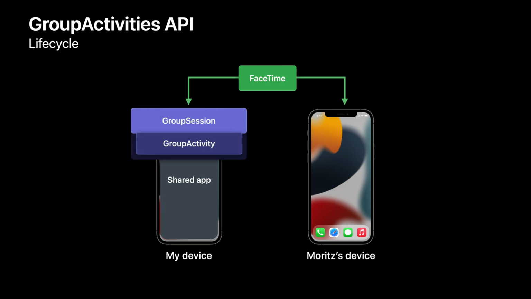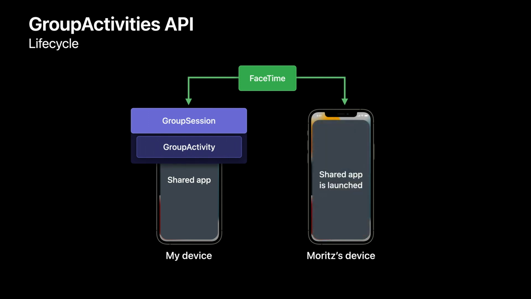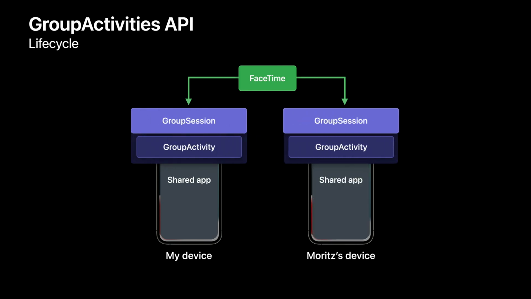The Group Activities framework creates a session object for the activity and then delivers it to my app. Meanwhile, the session object is shared to Moritz, where the framework handles opening the same app on his device. Finally, the framework passes Moritz's app the group session. Now we have two apps able to communicate over the same group session.